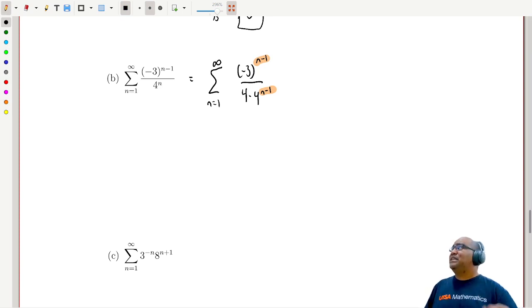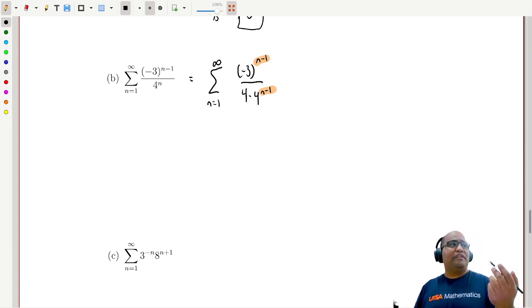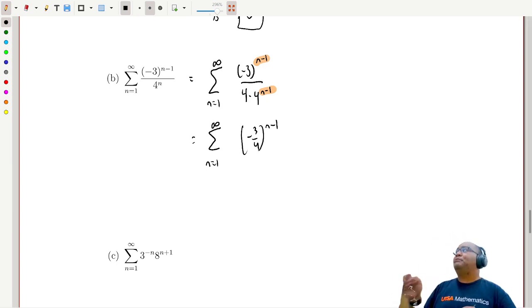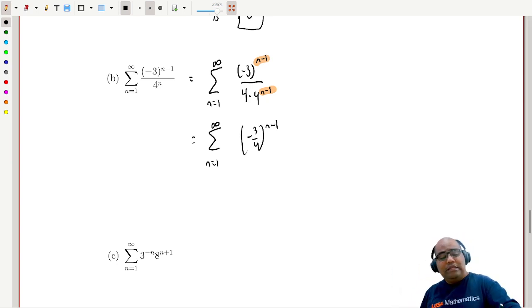Okay, and now I'm going to use a property of exponents here. If I have a quotient of things, each of which has the same exponent, then I can cram them into one thing, have that as a power of a quotient. So what does that mean? We have this sum from n equals 1 to infinity of negative 3 over 4, all raised to the n minus 1 power, but then what about that extra 4 in the denominator? That's a 1/4.